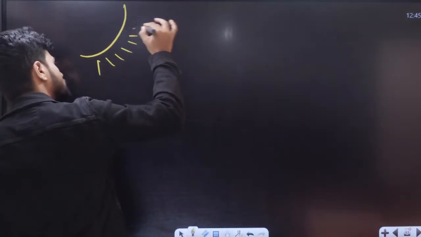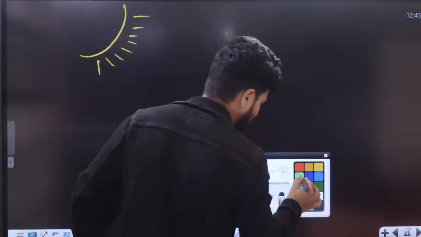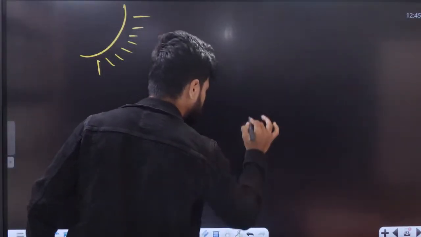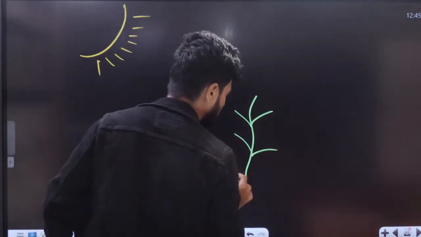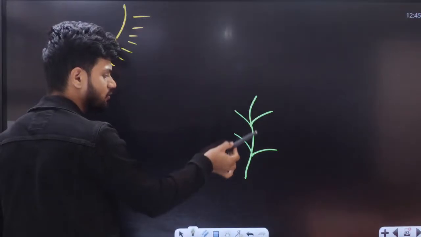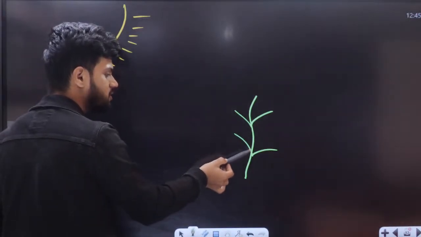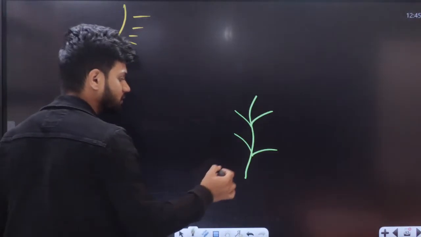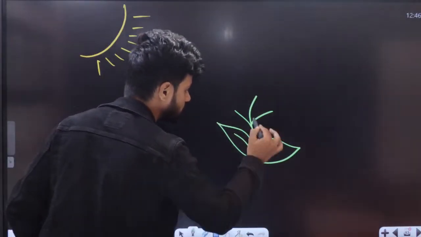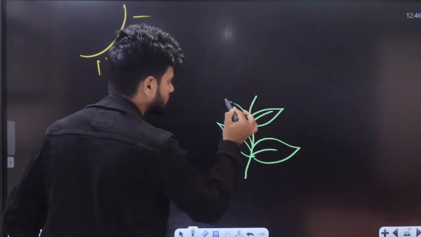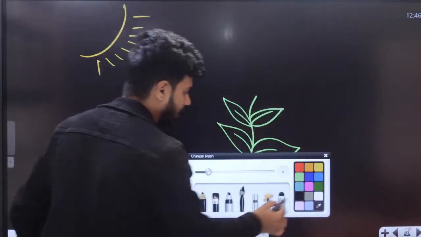Here I have sun. Here I have a plant. Let's say I have a plant here. Tell me which phyllotaxy is this, students? Is it alternate or is it opposite? Tell me, phyllotaxy. Okay, I have a plant here.